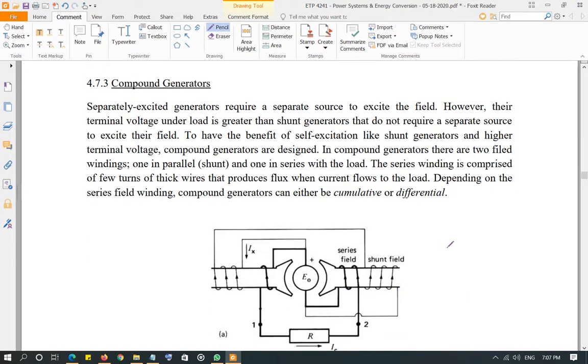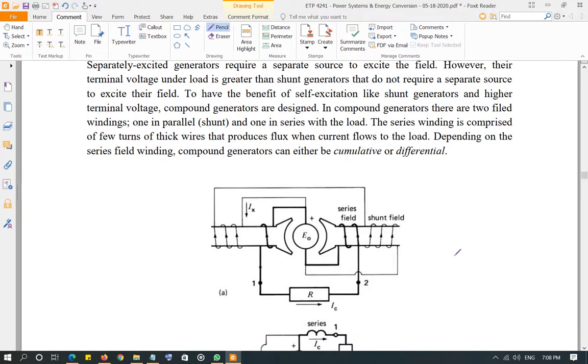Okay, so the third one is compound generator. That's a compromise between separately excited and shunt generator. So what is the advantage of separately excited generator? That the terminal voltage under load does not drop as much as the terminal voltage of shunt generator. What is the disadvantage of separately excited? That it requires an external source to produce the flux.